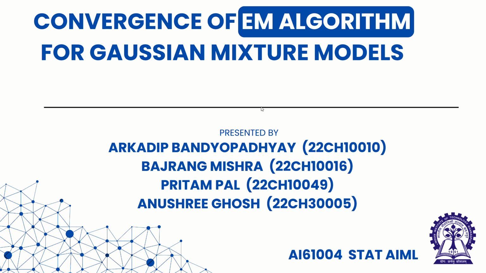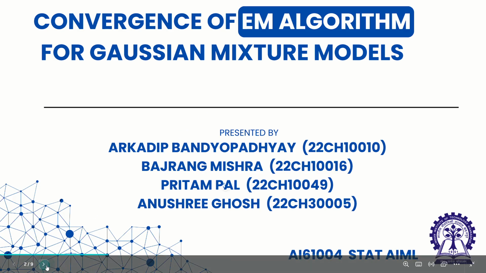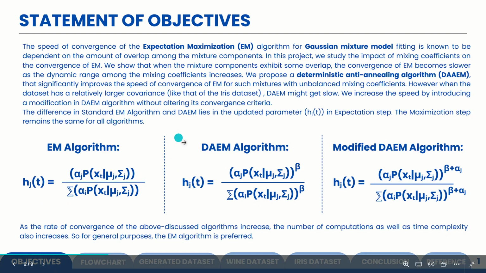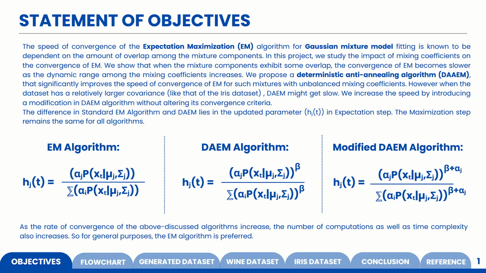Okay, so hello everyone. Our project is basically about the convergence of the expectation maximization algorithm for Gaussian mixture models. We know about the standard expectation maximization algorithm, and it's used for Gaussian mixture model fitting, and we know it's dependent on the amount of overlap among the mixture components.